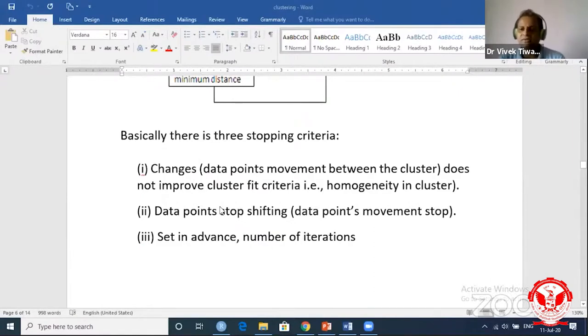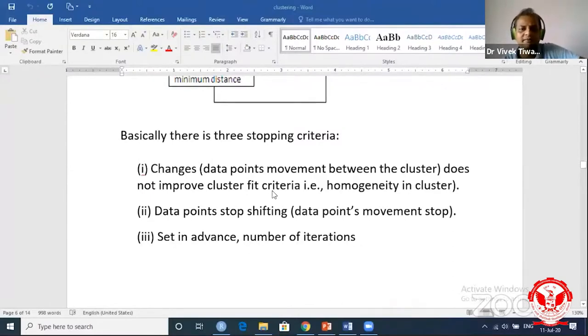Basically, there are three kinds of stopping criteria. The first one is the changes. Changes means data points movement between the clusters. If the data points are moving between the clusters, but it does not improve the cluster fit, meaning it does not improve the homogeneity and heterogeneity, at this time we should stop our algorithm. Recursive process, we should stop it, because the data points continuously move along the clusters, but my objective function is not getting improved.